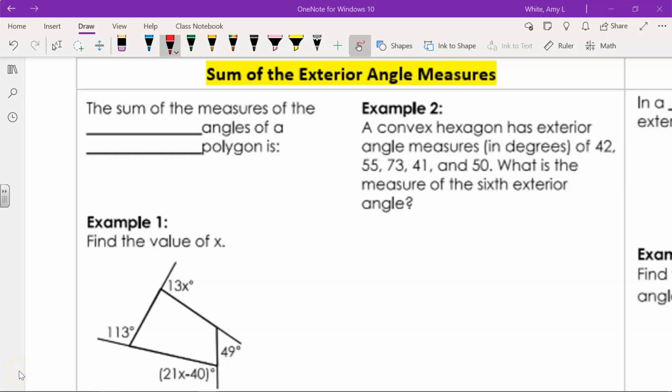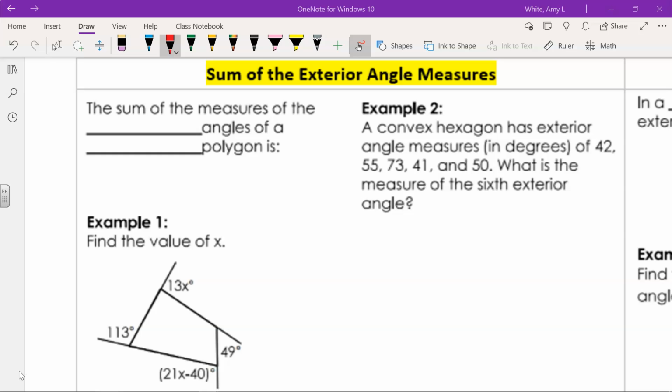Hi everyone! This video is part 2 of talking about interior and exterior angles of polygons. If you have not watched part 1, you should go and do that now. So in this video we are going to talk about the exterior angle measures of polygons.